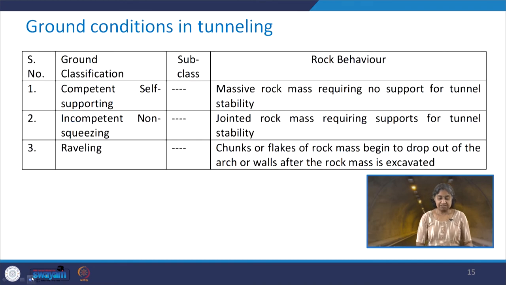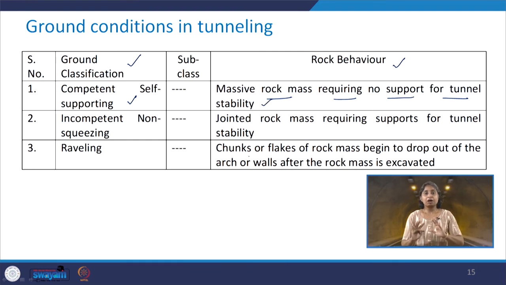Now we learn a few aspects related to ground conditions in tunneling. Here is a table where the second column gives you the idea about the ground classification, and the last column tells us about the behavior of the rock when such a ground condition is there in the field. The first category is competent self-supporting. In this case, you have the massive rock mass which requires no support for tunnel stability, but we just provide some nominal support.